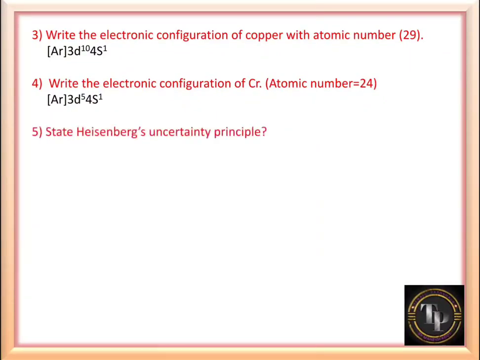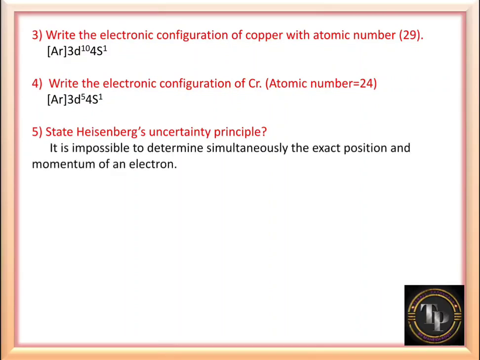Right. State Heisenberg's uncertainty principle. So many times they asked the same question, guys. You know, it is impossible to determine simultaneously the exact position and momentum of an electron. Correct or not? This is the Heisenberg's uncertainty principle. Regarding this, in detail, we are studying in the 5-mark question.